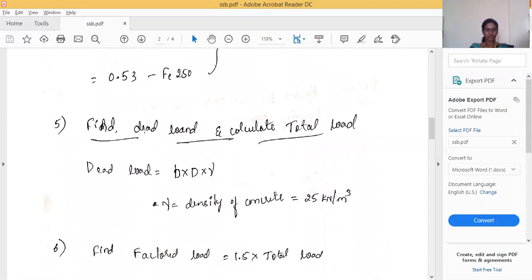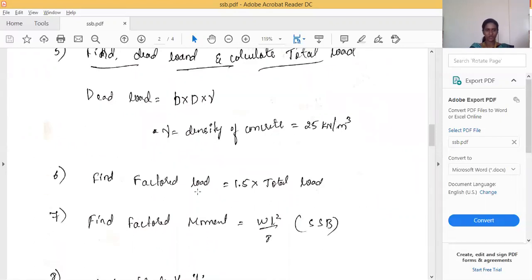Next you have to find out the dead load and also calculate the total load. How will you find out the dead load? Dead load is nothing but B into D, cross-sectional area, into density. So what is the density of the concrete here? Density of the concrete is 25 kilonewton per meter cube. After finding the dead load, the live load will be given in the question. You can add dead load plus live load and calculate the total. Or else we have to take the live load from the code book.